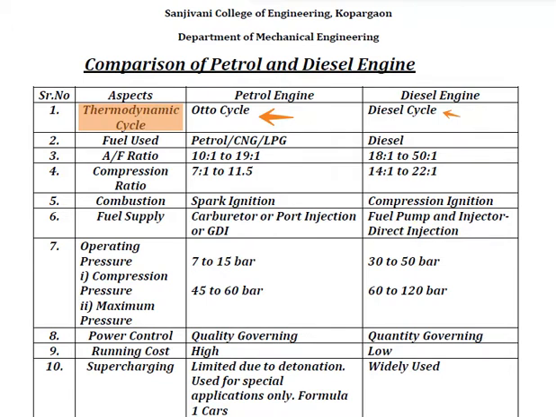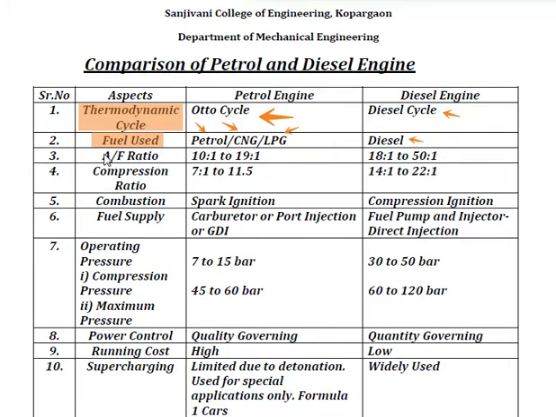The next comparative point is fuel used. What type of fuels can be used in a petrol engine? The first is petrol, next is compressed natural gas CNG, next is LPG, and in case of diesel engines you use diesel as the fuel.